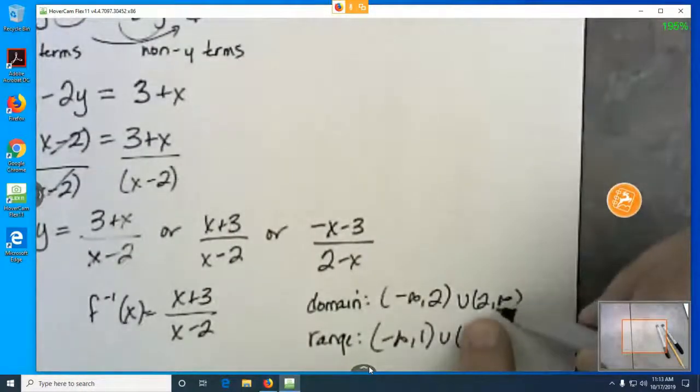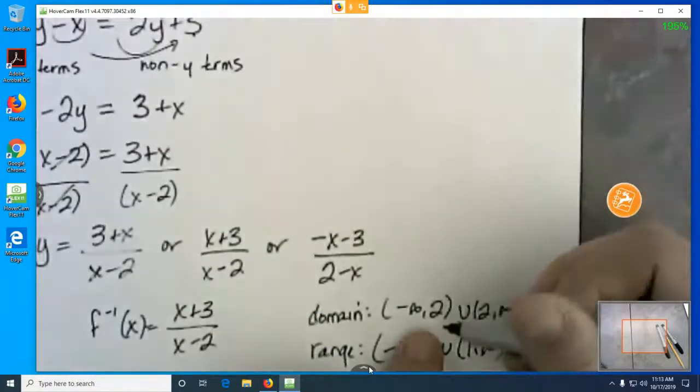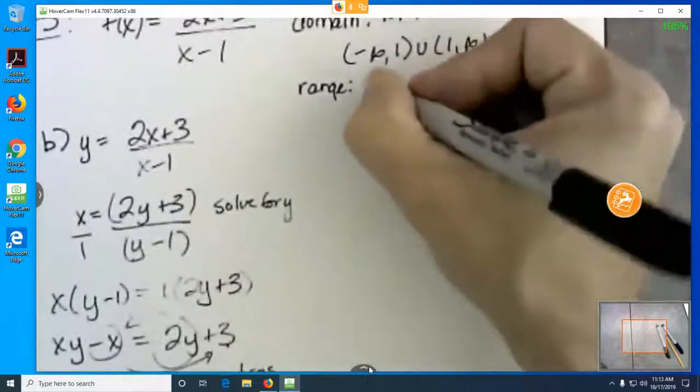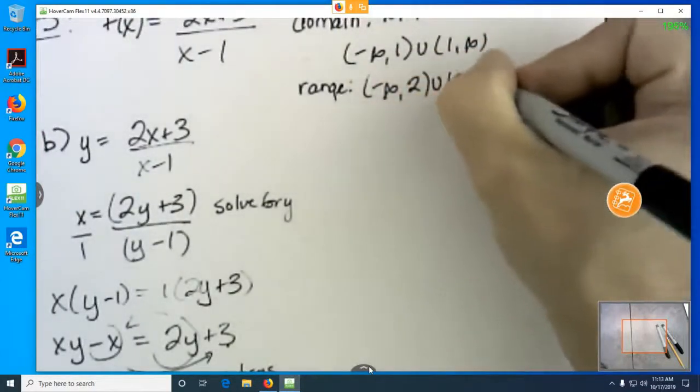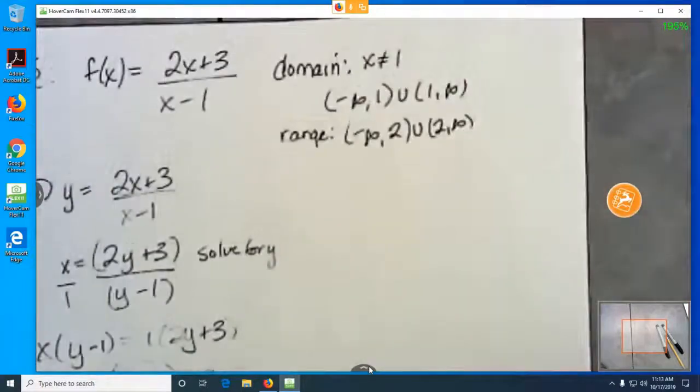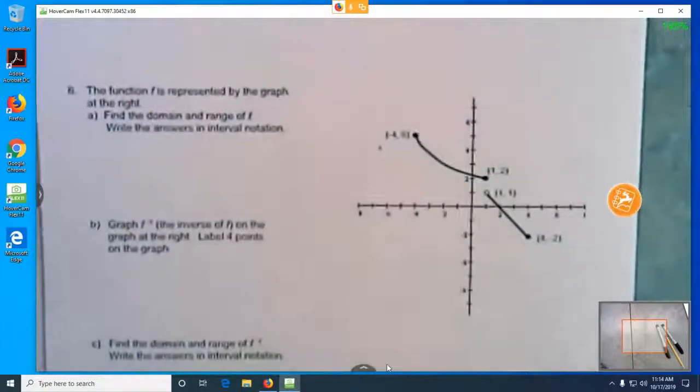And now that we have that, we can go back and fill in the range for our original function. So I'm going to go back up here and fill this in like that. So remember, when we do the inverses, these two get switched. So for this one, all we have is the graph.